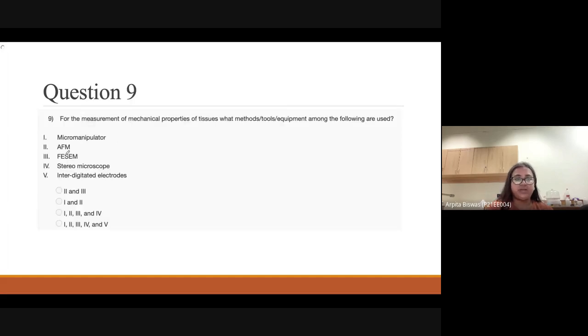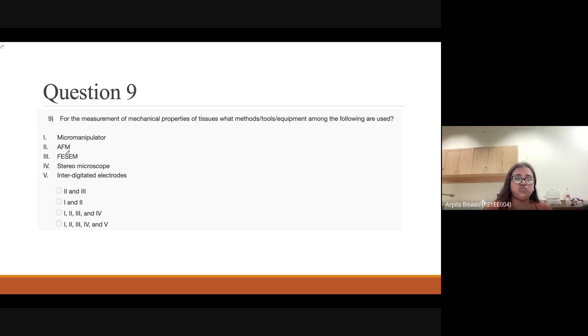Next, question number 9. For the measurement of mechanical properties of tissue, what method or tools or equipments among the following are used? So, first option is the micromanipulator, second is the AFM, the third is the FACM, and the fourth is the stereo microscope. The fifth is the interdigital electrode. So go through the question carefully and see the option.